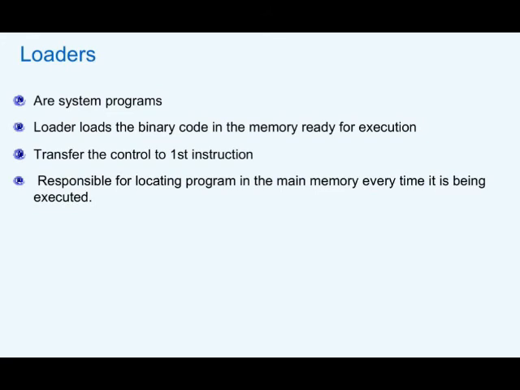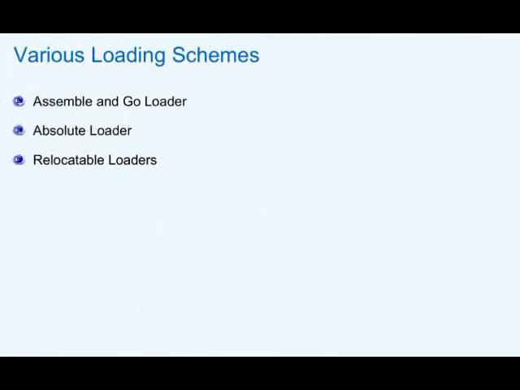Now there are various loading schemes available for loading your program into the main memory. One is the assemble and go loader, another is the absolute loader, and the third is the relocatable loader. The first loading scheme says that whenever you want to execute your program, it will first be assembled and then executed. So even if you don't change anything and just want to execute your program, it will be assembled and only then will the execution start.